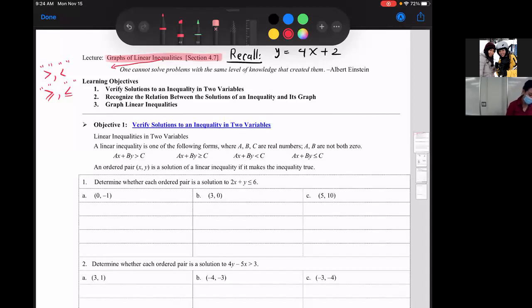Objective one, verify a solution to an inequality in two variables. Linear inequality in two variables. So the linear inequality in two variables is one of the following. Either you have ax plus by is greater than c, where a and b are just real numbers, x and y are variables, ax plus by is greater than or equal to c, ax plus by less than c, and ax plus by less than or equal to c. So we have four scenarios.